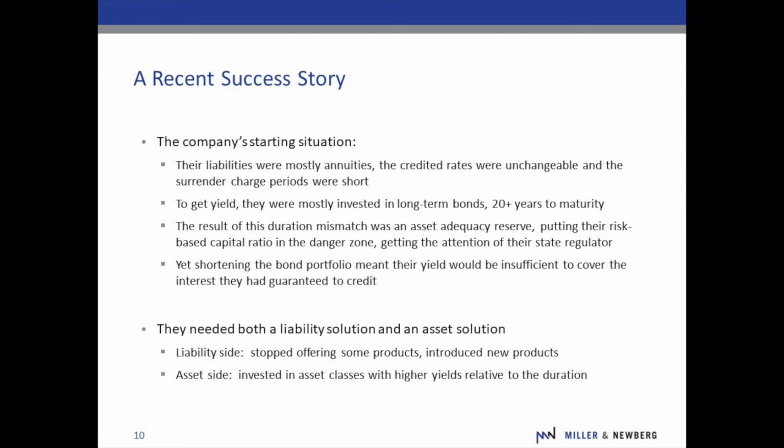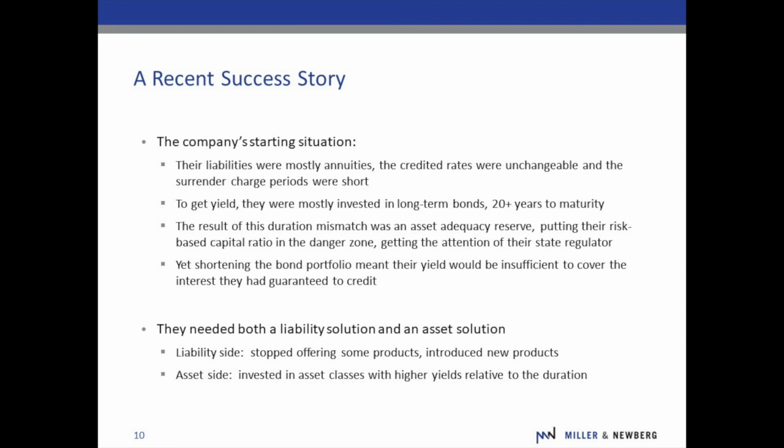And of course, the first thing we looked at is, all right, well, if we shorten up your bond portfolio, what's going to happen? And the reality is that the yield then would have been insufficient to cover the interest that they had guaranteed to credit. So there was no solution there. So tough situation, right? It turns out they needed both a liability solution and an asset solution. And so we worked with their asset manager and their senior management team and delivered the complete solution.